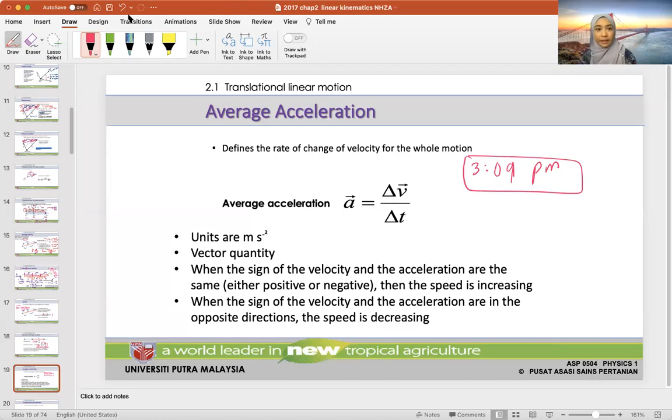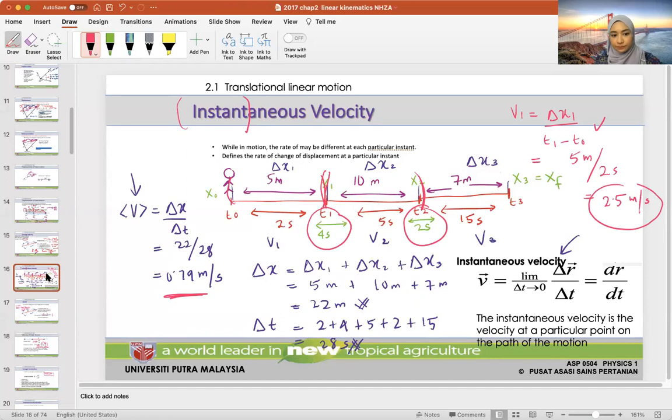Okay, welcome back. I hope you guys are back. So ada soalan dari your friend. How to calculate the instantaneous velocity versus average velocity? How to calculate instantaneous lah basically. Let's go back to Fatihah's example.